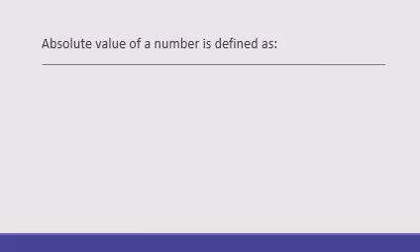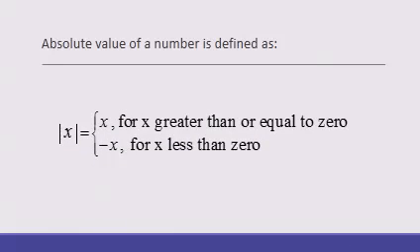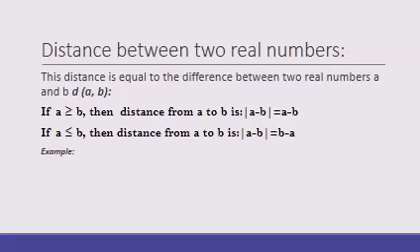So as a definition, the absolute value of a number is defined as x for x greater than or equal to 0 and minus x for x less than 0. The distance is equal to the difference between two real numbers. If the distance is positive, then absolute of a minus b is a minus b. If a is less than b, then absolute of a minus b is b minus a.